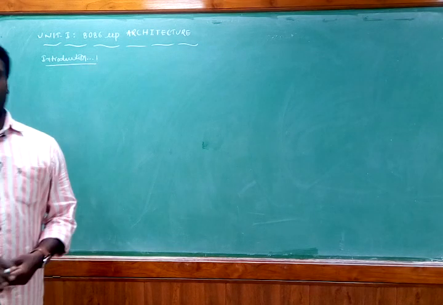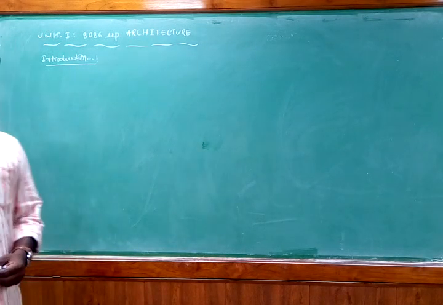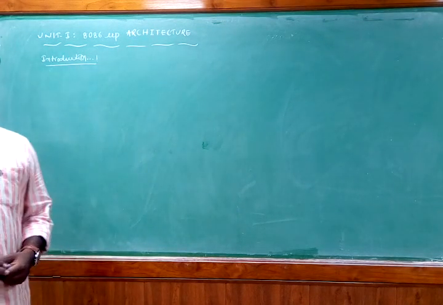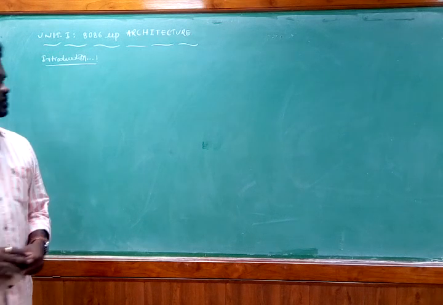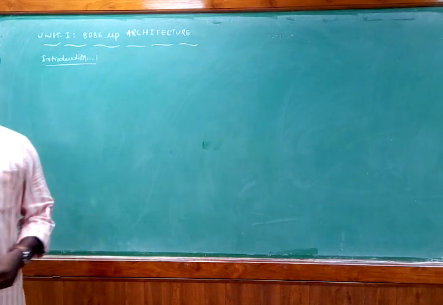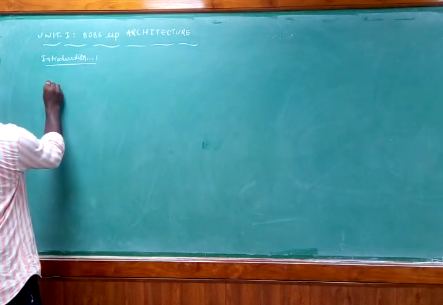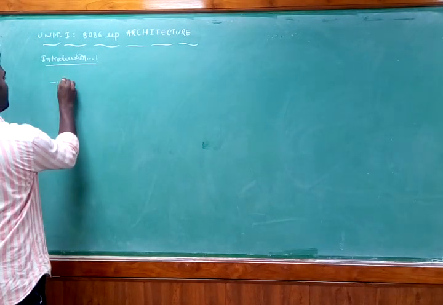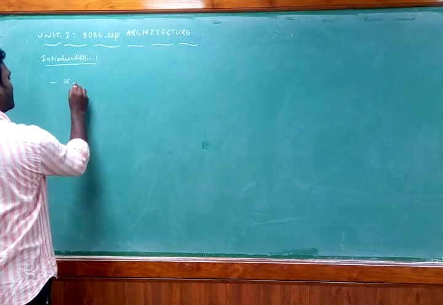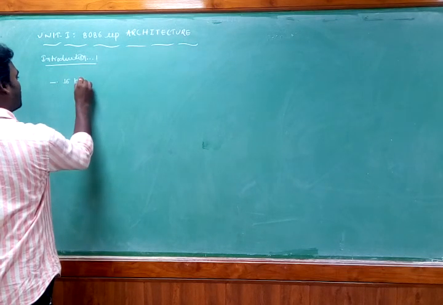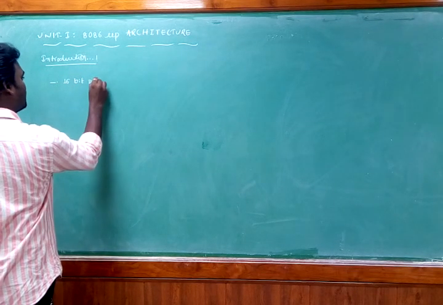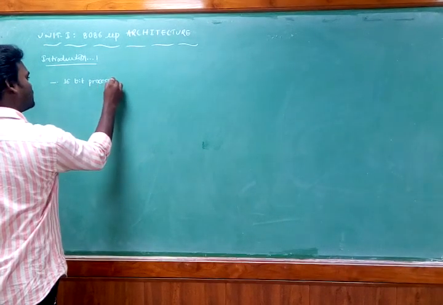8086 is a microprocessor. In 1978, Intel came out with the processor called the 8086 microprocessor. It is a 16-bit processor. The first important point in the case of the 8086 microprocessor is that it is a 16-bit processor. That means what? It is a 16-bit processor.